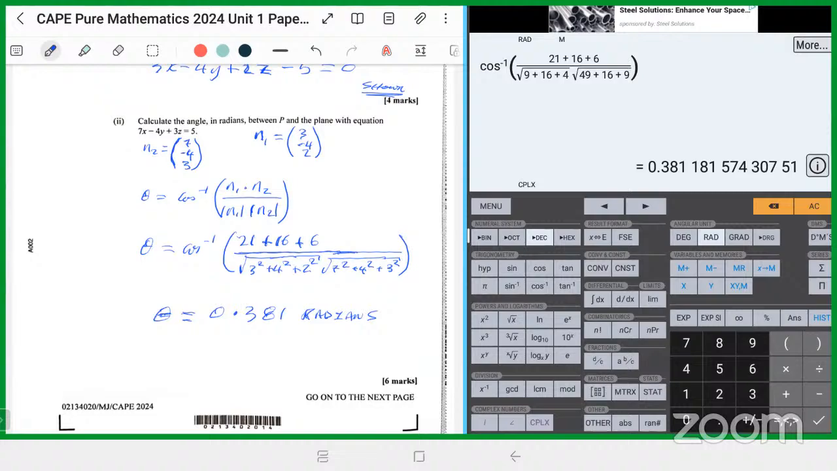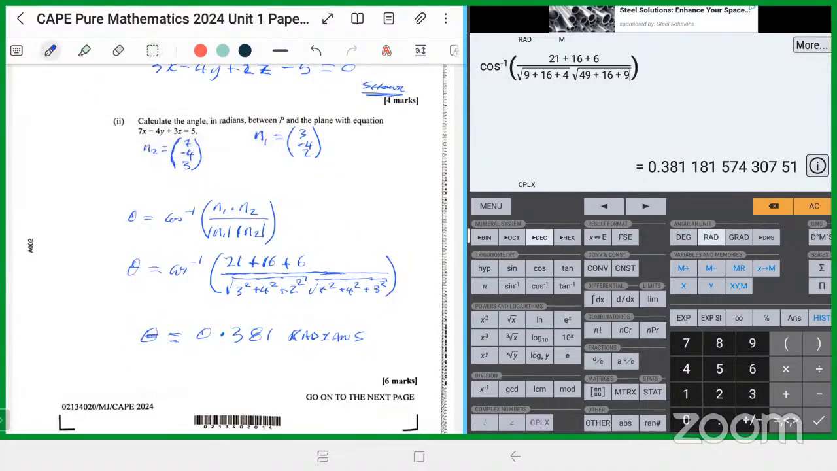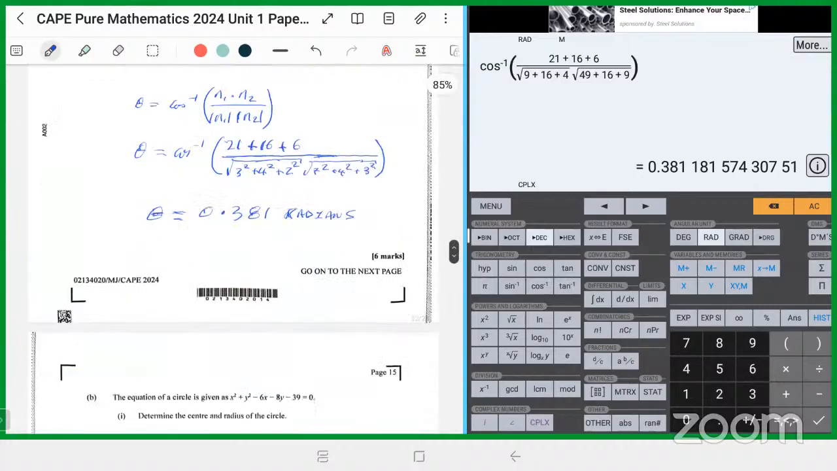Let me see what I would get in degrees. In degrees, 21.8 degrees. Right. But that is it. 0.381 radians is the angle between those two planes. And the angle between two planes is the angle between their normals. All right. That finishes that part.